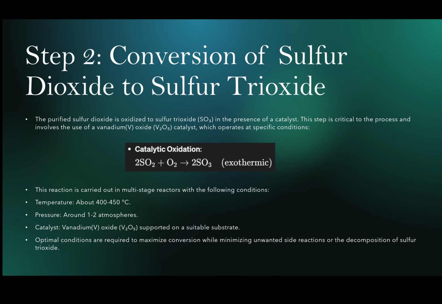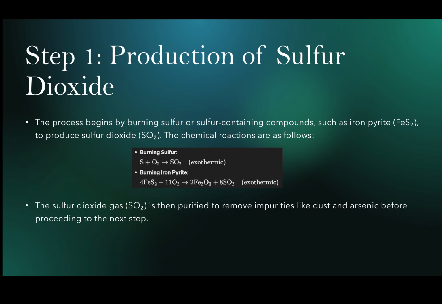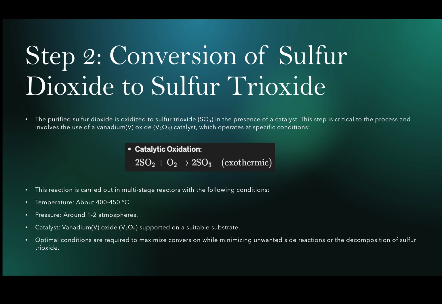The conversion of sulfur dioxide to sulfur trioxide. Now, first of all, the first part is creating sulfur dioxide, and what we're doing is burning it in the presence of oxygen, which is combustion. That is what we're doing. Step 1, we are burning something in the presence of oxygen. Step 2 now is more complex. We convert the sulfur dioxide that we got from step 1 to sulfur trioxide. The purified sulfur dioxide is oxidized to sulfur trioxide in the presence of a catalyst. This step is a critical process now.